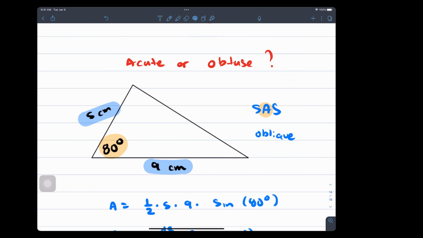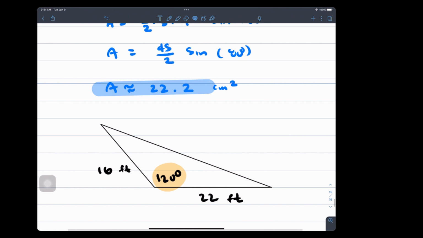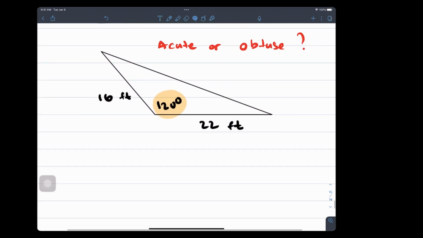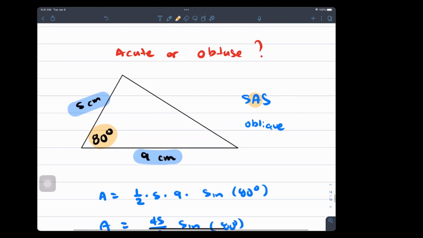Acute or obtuse? Which one? Well, this one is acute or obtuse. What do you guys remember? This one is obtuse. Good. Because any angle that's bigger than 90 degrees, if it has an angle bigger than 90, it's obtuse. If all the angles are less than 90, it's what? It's acute. Remember that? Okay, you guys remember that detail?